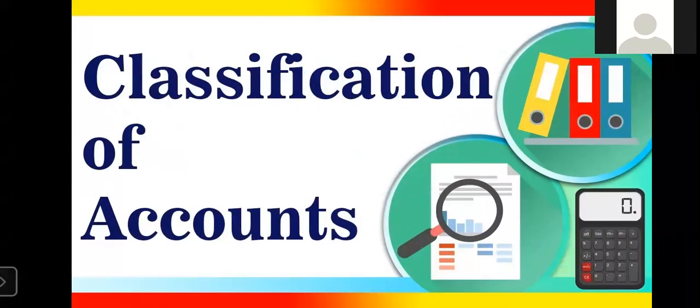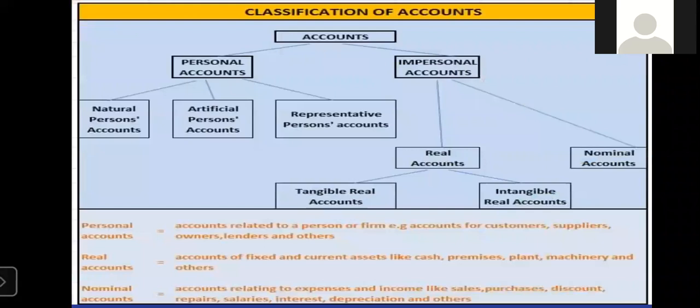Next is classification of accounts. There are two types of accounts, personal account and impersonal account. In personal account, there are three types: natural personal account, artificial personal account, and representative personal account. Next is impersonal account. There are two types, real accounts and nominal account. In real accounts, tangible real accounts and intangible real accounts both are included.